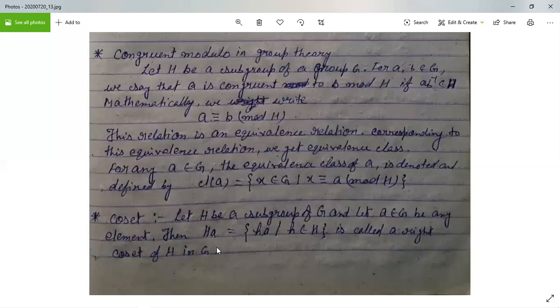Similarly, we can define the left coset. For the left coset, small a capital H equals small a small h such that small h belongs to capital H. Here we define the right coset or left coset, or simply a coset. When the element is multiplied from the right, it is said to be a right coset. If the element is multiplied from the left side, it is said to be a left coset.